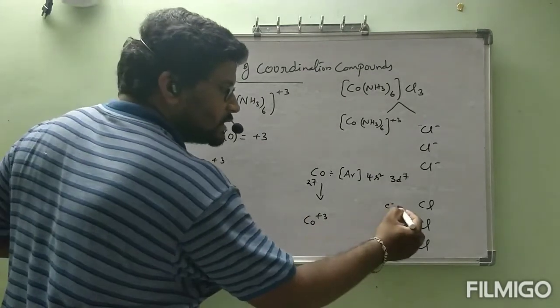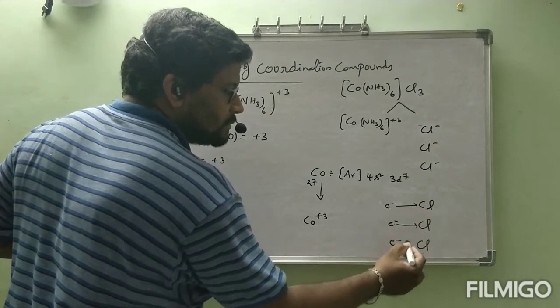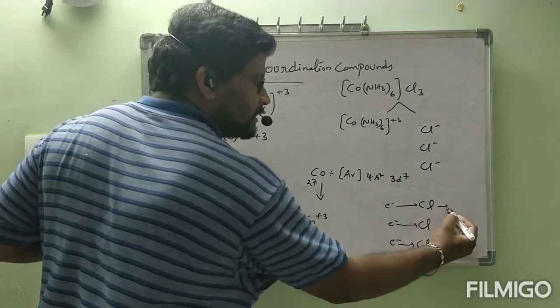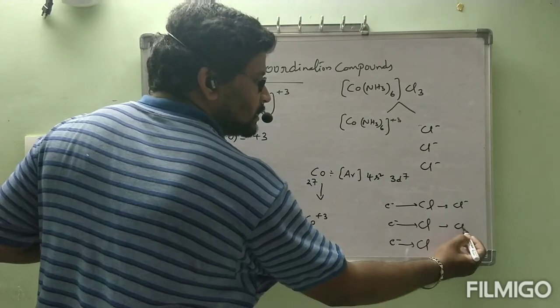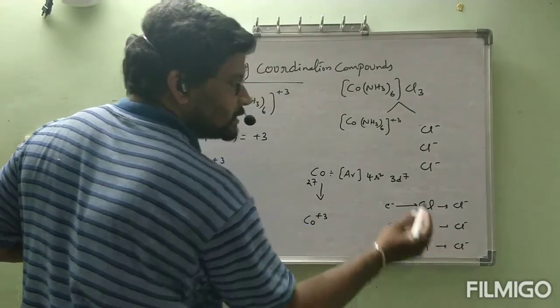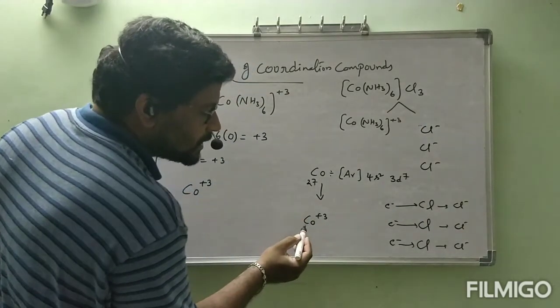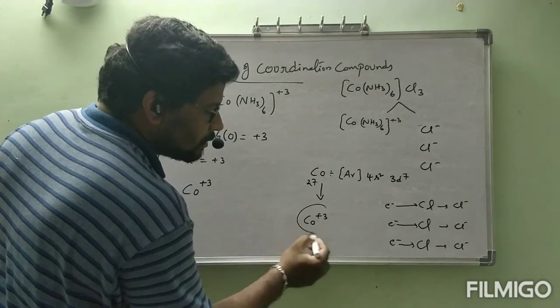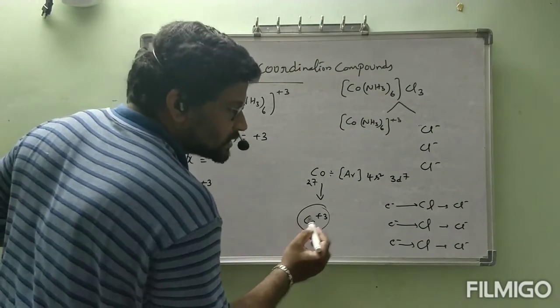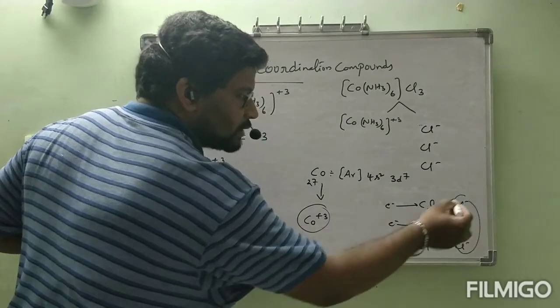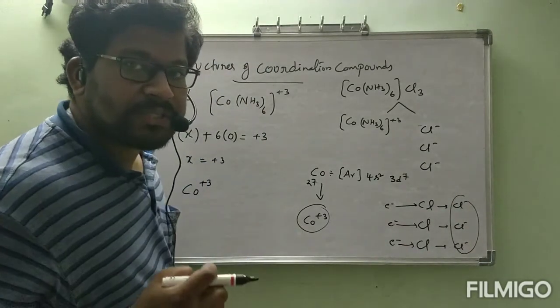One electron is gained by chlorine. Like that, it will become Cl minus, Cl minus, Cl minus, the counter ions. Co3+ is the central metal atom. Between this central metal atom and these counter ions, which type of bond is present?